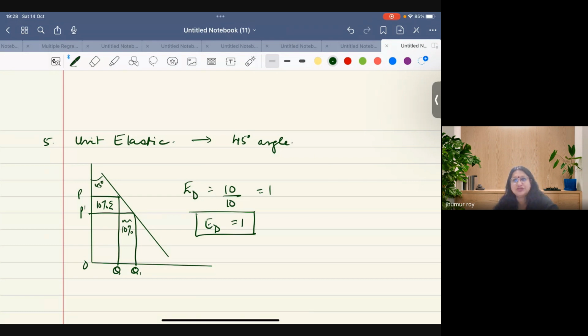So is this much clear to everybody, the degrees of price elasticity of demand? Is everybody clear on this?